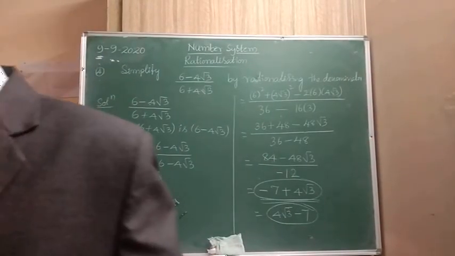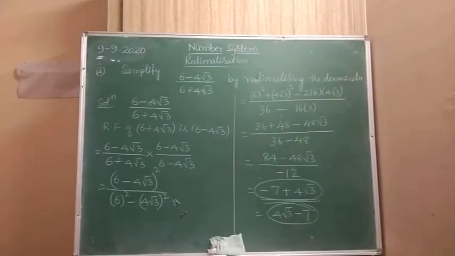So just go through once again. First you write down the RF of the denominator, multiply numerator and denominator, then (a minus b) whole square, and the denominator is (a plus b) into (a minus b), which is a square minus b square. Then simplification, and then you keep the answer, right?